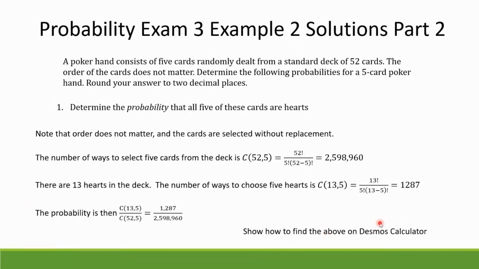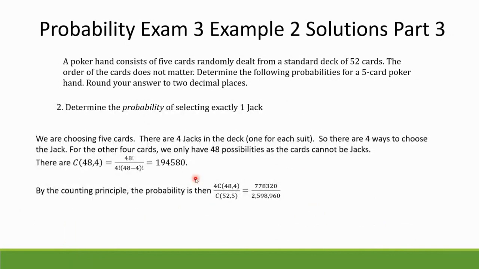So I showed you how to do it on the Desmos calculator. If you want to use factorials, that's fine. I'm just saying you don't have to. So if you were to put this down and then put the answer, that's really what I'm looking for. Now, here we want the probability of selecting exactly one jack.